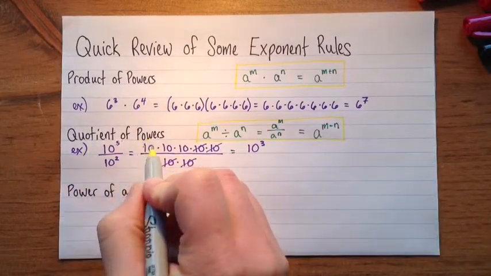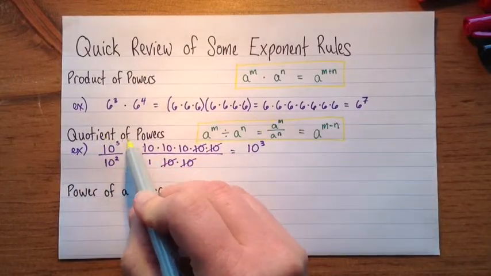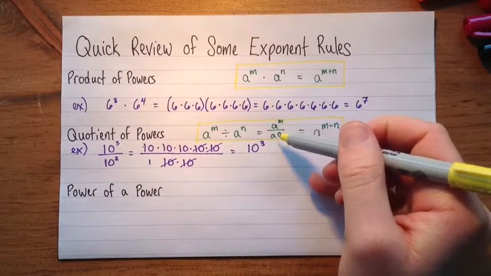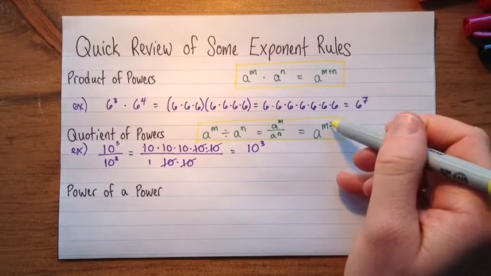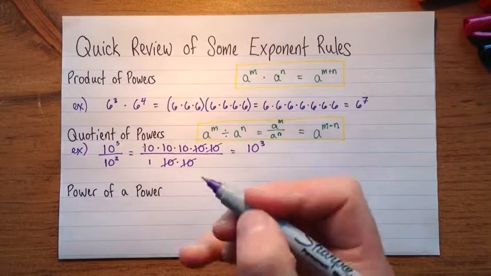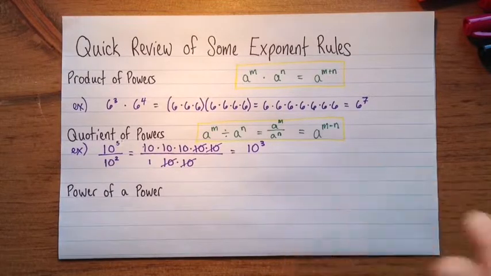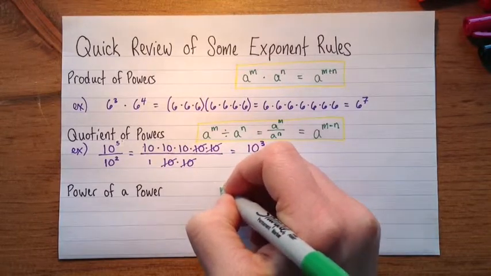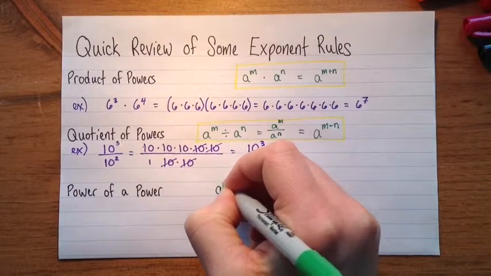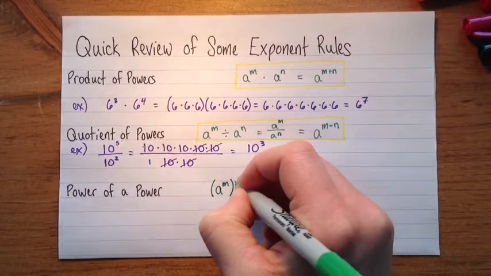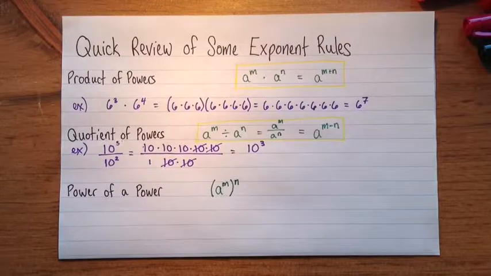This is the quotient of powers rule, because quotient means that we're dividing. So we're dividing 2 powers. And when we divide 2 powers that have the same base, then we can just simplify it by subtracting the exponents. Okay, and there's one more here, which is the power of a power. So in general, this would be something like a to the exponent m, and all of that raised to the exponent n.